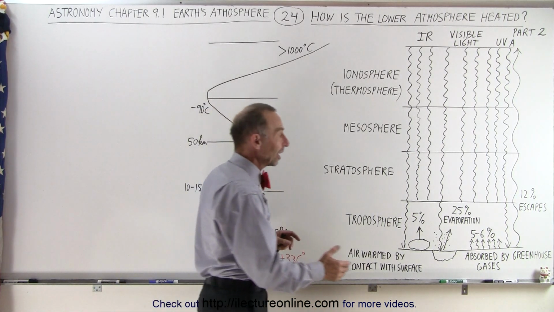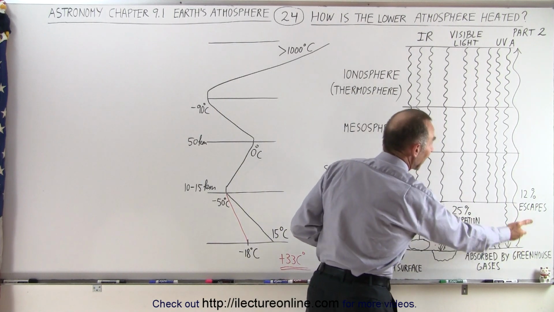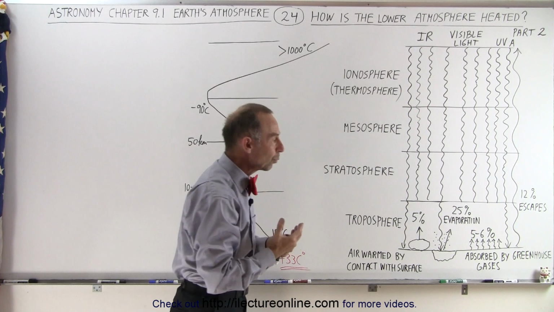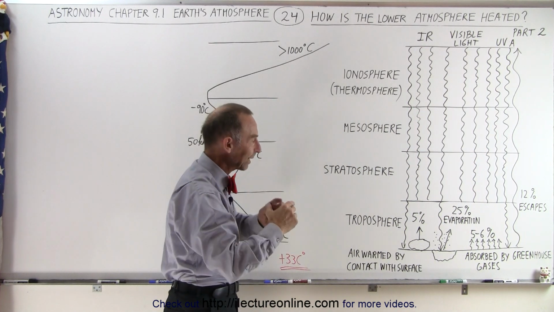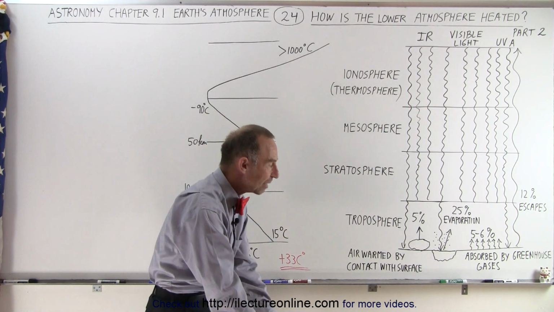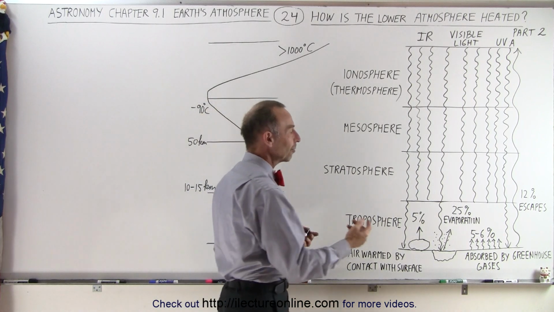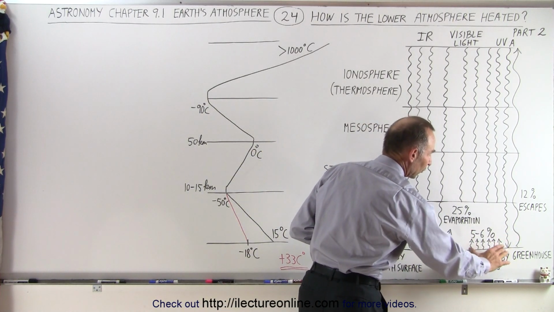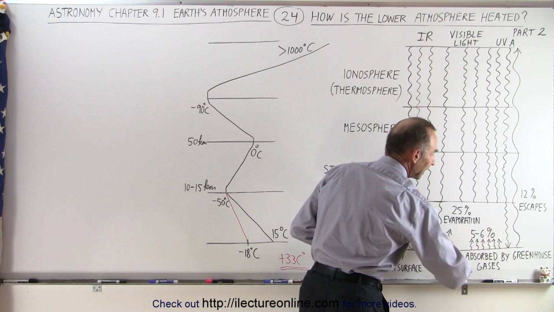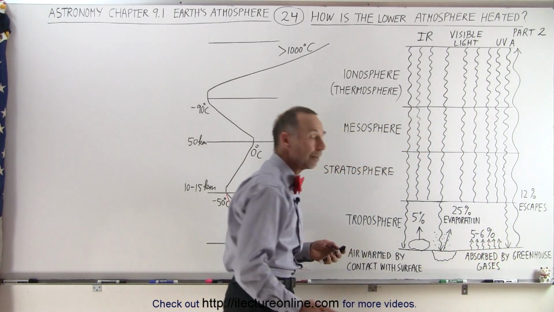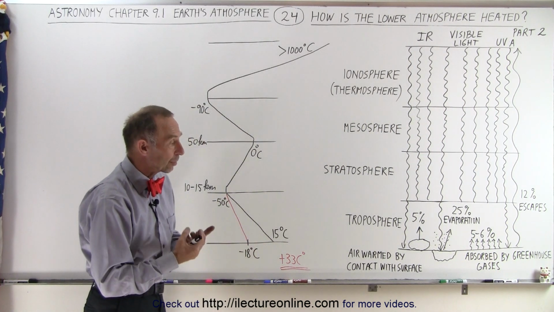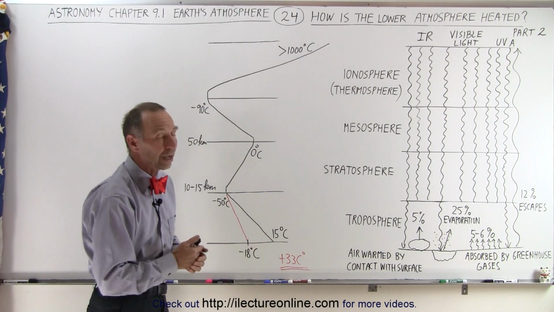Of the 48%, about a quarter actually escapes back into space through the radiation window, the portion of the atmosphere that does not absorb much of the radiation coming back from the Earth, which leaves us with about 5 to 6% of the 48% that reaches the surface that gets reabsorbed by the atmosphere, primarily by the greenhouse gases, water vapor and carbon dioxide being the main two greenhouse gases.